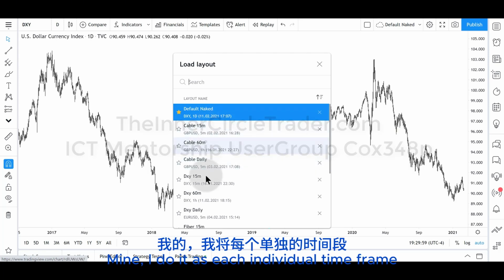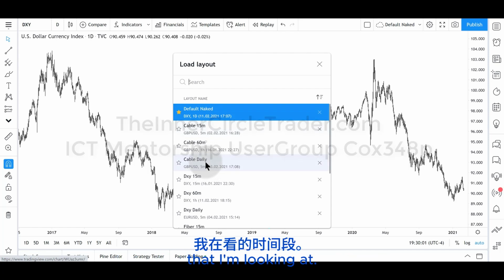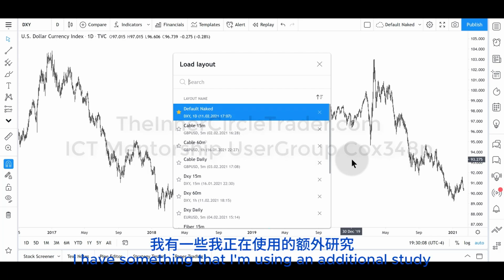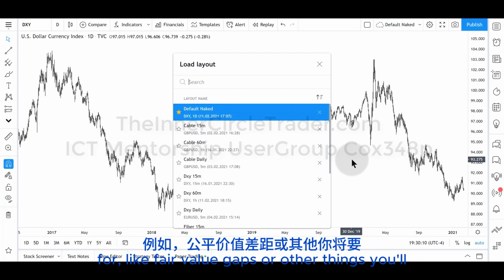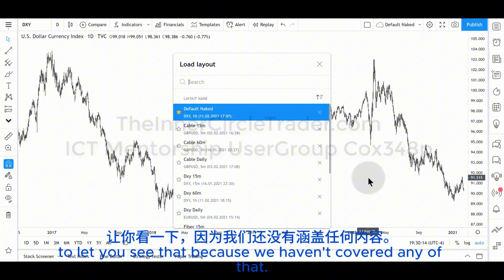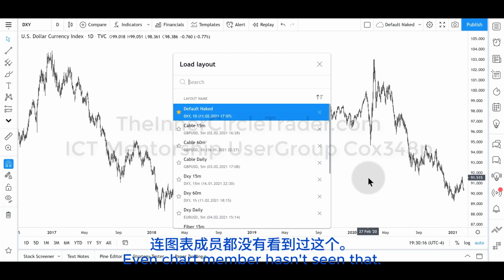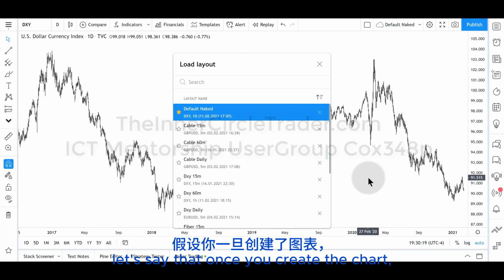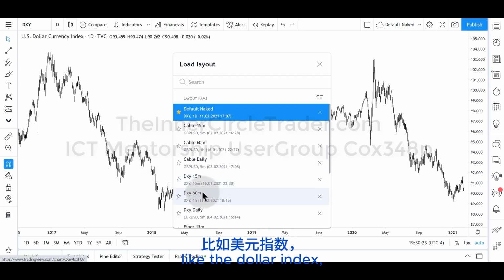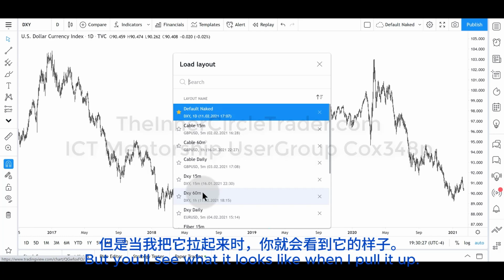Mine, I do it as each individual time frame that I'm looking at, so 15-minute, 60-minute, daily. And if I have something that I'm using an additional study for, like fair value gaps, or other things you'll learn about, I'm not going to scroll down and let you see that because we haven't covered any of that. Even Chart Member hasn't seen that. But let's say that once you create the chart, and we have one here like the dollar index 60-minute, I just cleared a lot of the stuff off of it, but you'll see what it looks like when I pull it up.